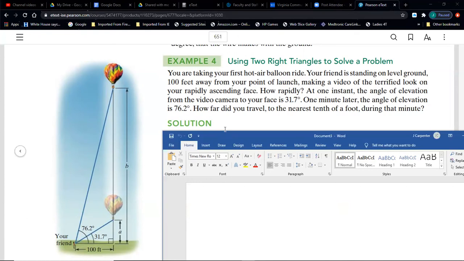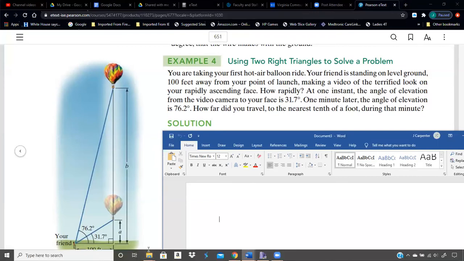Then a minute later, you apply your hot air. It fills up with more hotter air, and it causes it to rise due to pressure and heat, and all that stuff being an inverse relationship. Blah blah blah. Anyways, a minute later, now you're way up here, and the angle that the camera measures is 76.2 degrees. So at maybe 2 minutes in, 31.7 degrees, and then 3 minutes in, which is 1 minute later, it's 76.2 degrees. So we picked up speed.